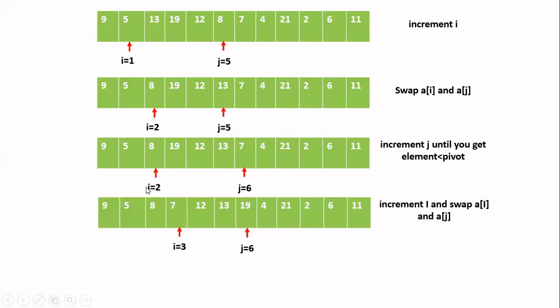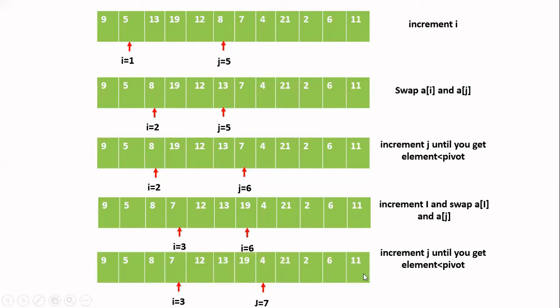So increment i. Previously i was 2, if I increment, i will be 3, then I have to swap A of i and A of j. You can see the previous diagram. A of i is 19, A of j is 7. When I swap these two, I will get my new array as 9, 5, 8, 7, 12, 13, 19 and so on. So next step is again increment j and find an element which is less than the pivot element.